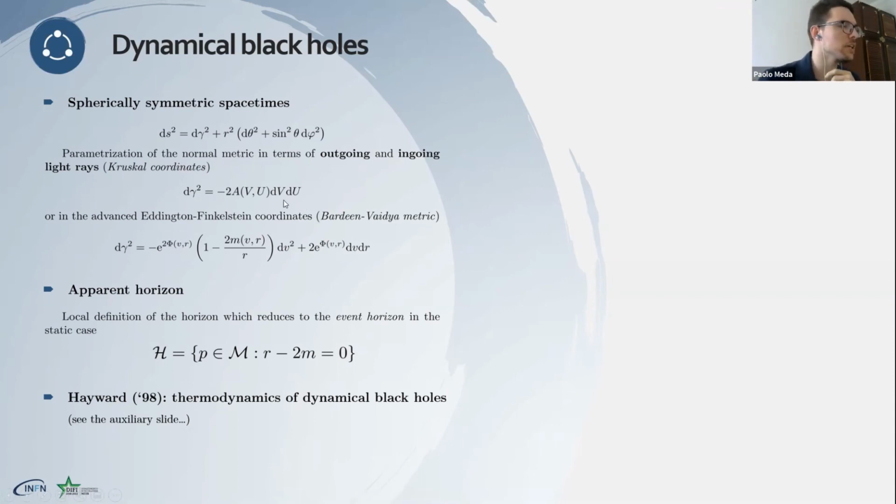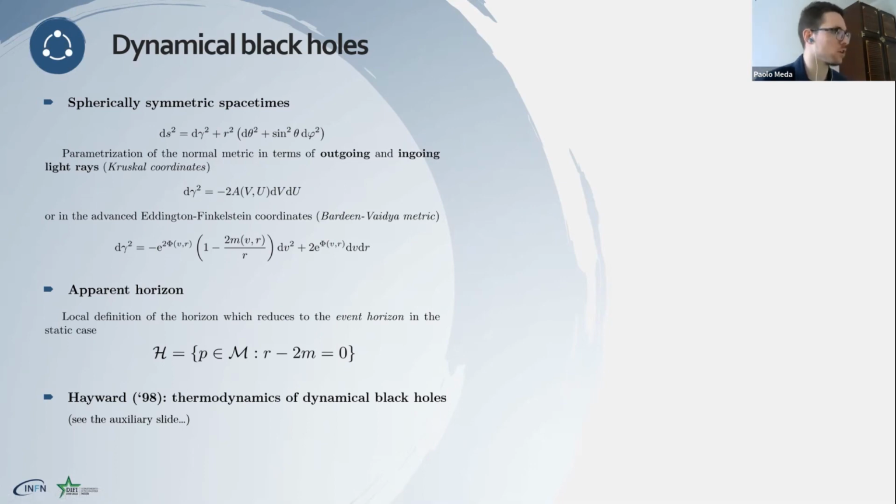In this case, the V coordinate parameterizes the outgoing light rays, whereas the U coordinate parameterizes the ingoing light rays. Alternatively, you can use the so-called advanced Eddington-Finkelstein coordinates, and parameterize the normal metric in terms of the Bardeen-Vaidya metric, in which you can explicitly find the mass of your black hole, that for dynamical black holes isn't a constant, but is a function of V and R. These advanced coordinates are the radial coordinate R and a time coordinate V, and are useful to describe the evaporation of your black hole, because you can compute the variation of your mass in terms of the coordinate V.